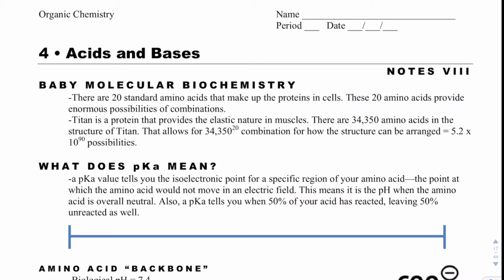There are 20 different amino acids that make up proteins in cells, and these provide enormous combinations of different proteins that we could make. Titin, which is a famous protein in muscles, has 34,350 amino acids, and that allows for 5.2 times 10 to the 90th possibilities. The thing that's crazy is that's more than the stars probably in the universe.